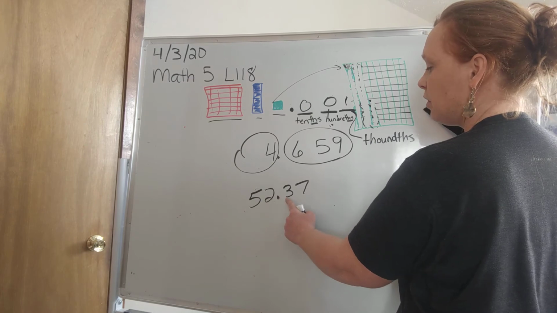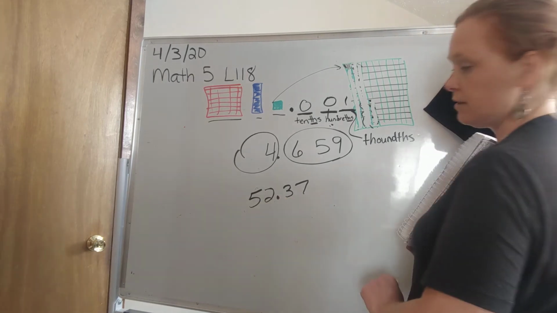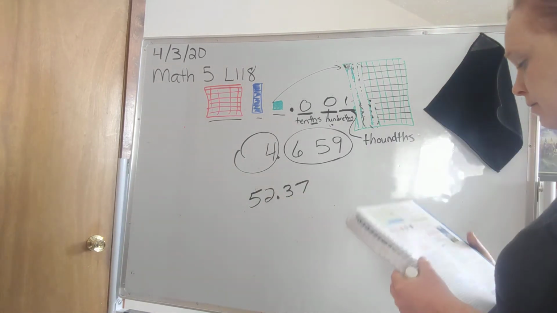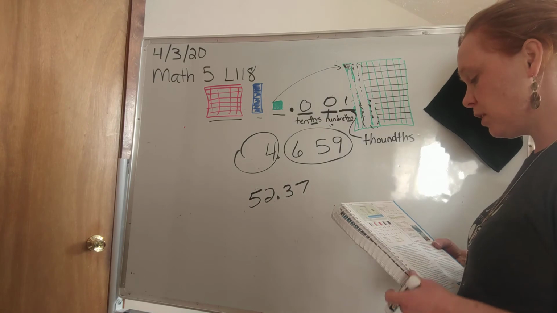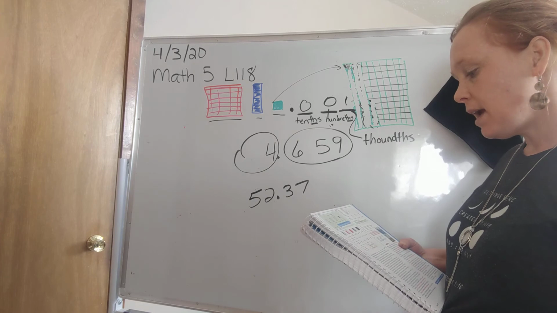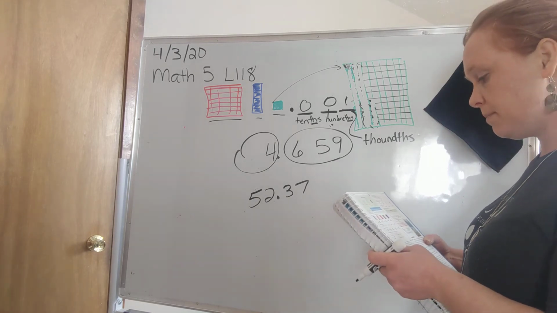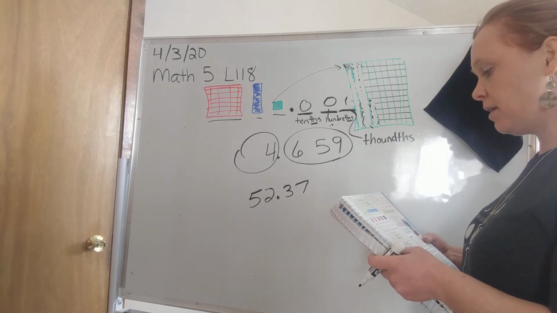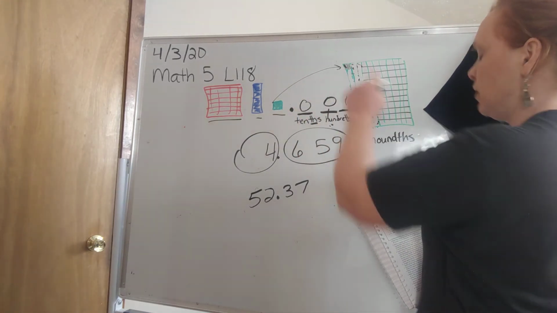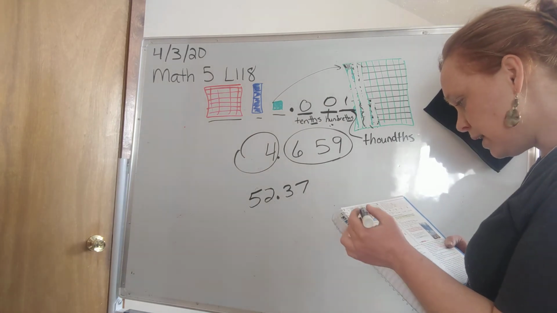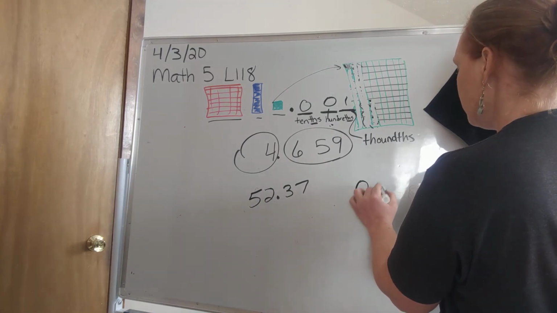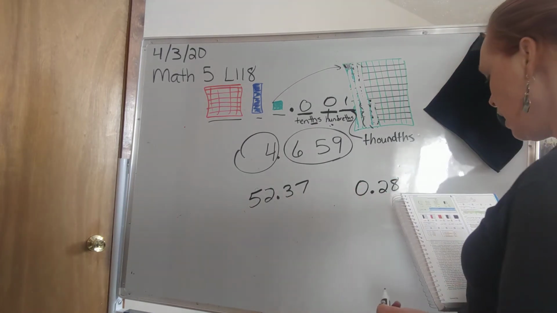52 and 37 hundredths. 52 and 37 hundredths. Okay, so what you're going to be doing on your work today, if you look at number 1, we're going to be writing a decimal form and a fraction form. So if you look at number 1, you can see that one is broken up into hundredths. Our 1 unit has been broken up into hundredths, and if we count them, we get 28. So my decimal answer would be 0 and 28 hundredths.